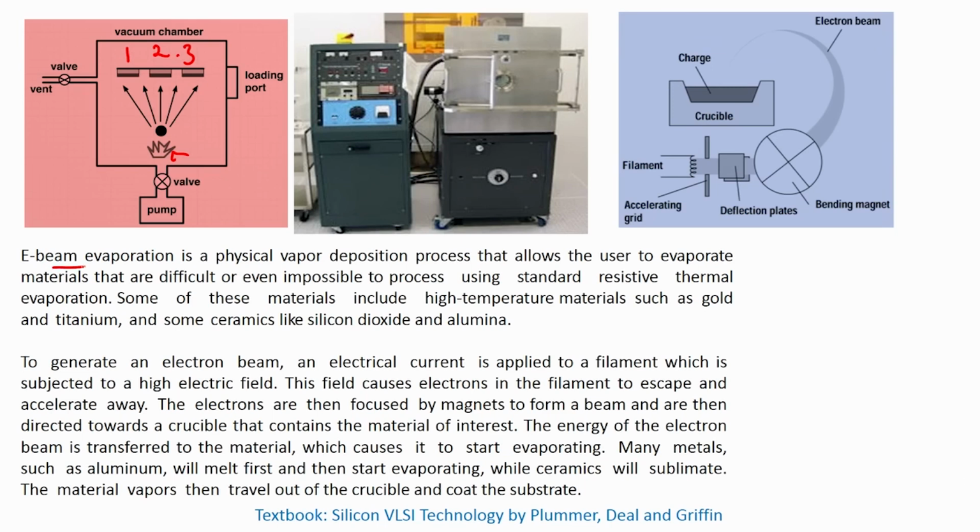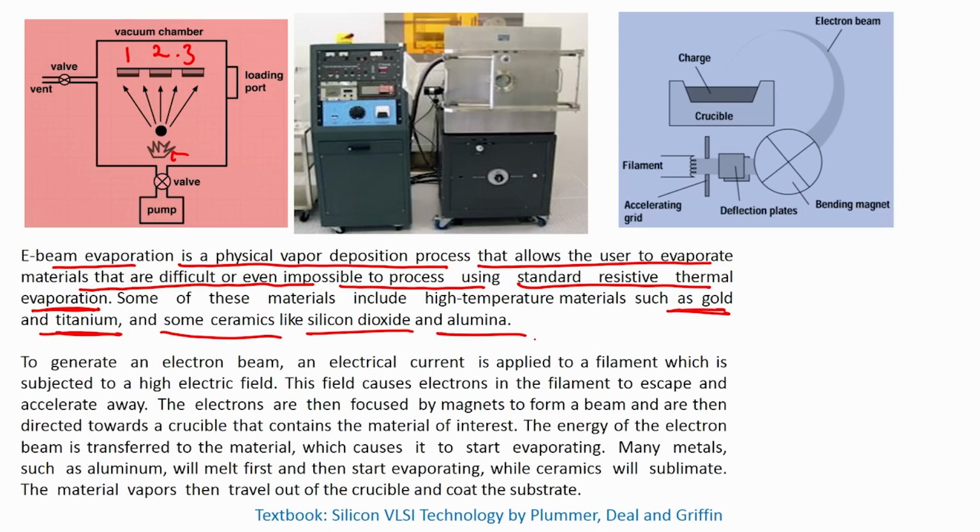So, electron beam evaporation is a physical vapor deposition process that allows the user to evaporate the materials that are difficult or impossible to process using standard resistive thermal evaporation, right. What we understood is that e-beam evaporation is a physical vapor deposition that allows the user to evaporate materials that are difficult or impossible to process using resistive thermal evaporation. We have just seen an example. Some of these materials include materials such as gold, titanium, right, some ceramics like silicon dioxide, alumina.